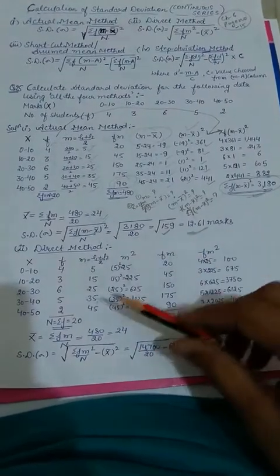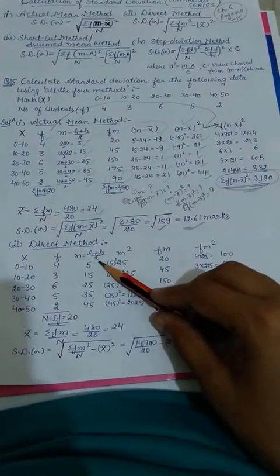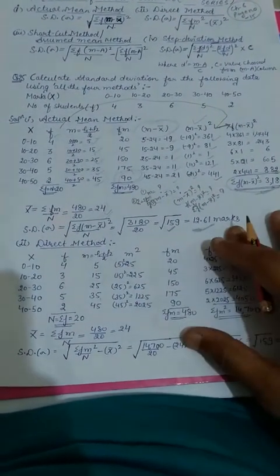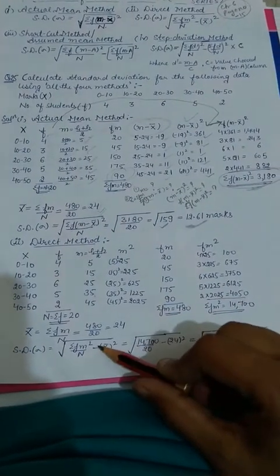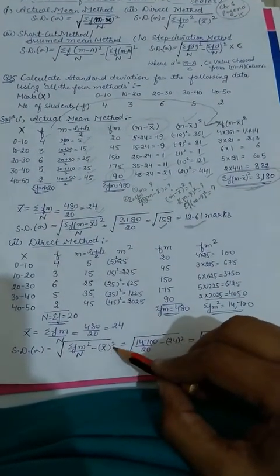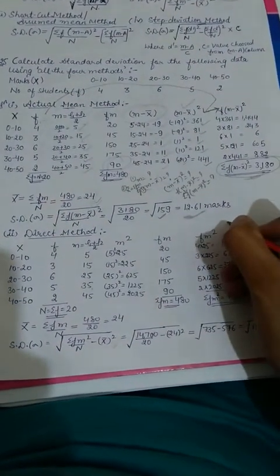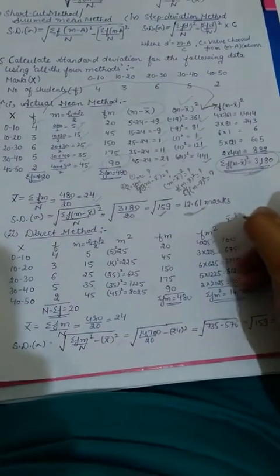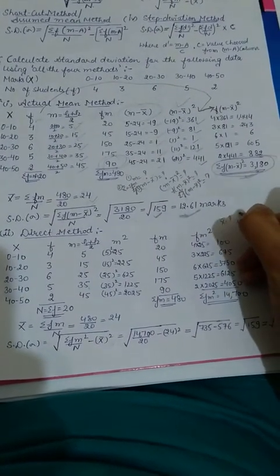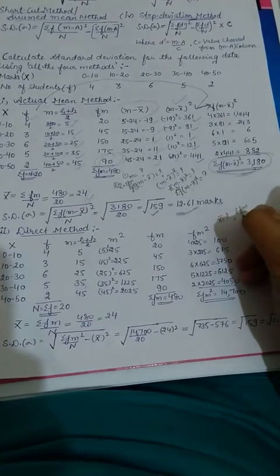Now this is your next, second method, that is the direct method. In this direct method, let's have a look at what everything we will use. First of all, x bar is there. So first of all you need x bar. For x bar you need sigma fm upon sigma f.